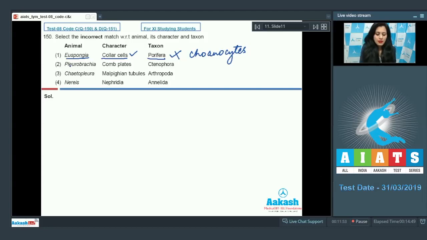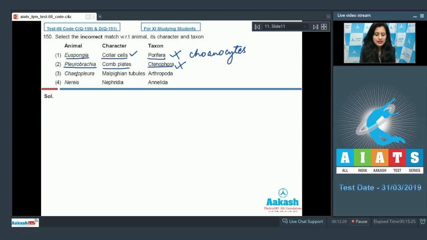The next option is Pleurobrachia. Character given is comb plates, and the taxon given is Ctenophora. And as it is also a correct match, so this cannot be a correct answer to our question, because Pleurobrachia belongs to the phylum Ctenophora, and Ctenophores characteristically possess ciliated comb plates for locomotion.